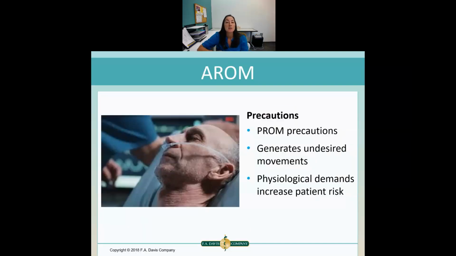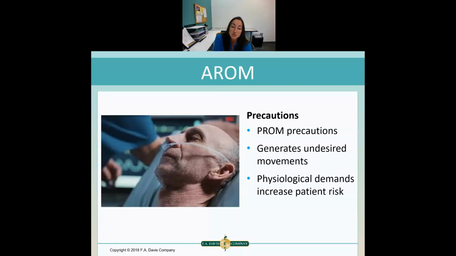The precautions with active range of motion are the same as passive, plus if it generates undesired movements, which is compensatory movement. If you're saying bring your shoulder up and they're hiking it up in order to raise it, that's compensation. Now they're strengthening the wrong muscles and they're going to create more of a muscle imbalance. You don't want that.